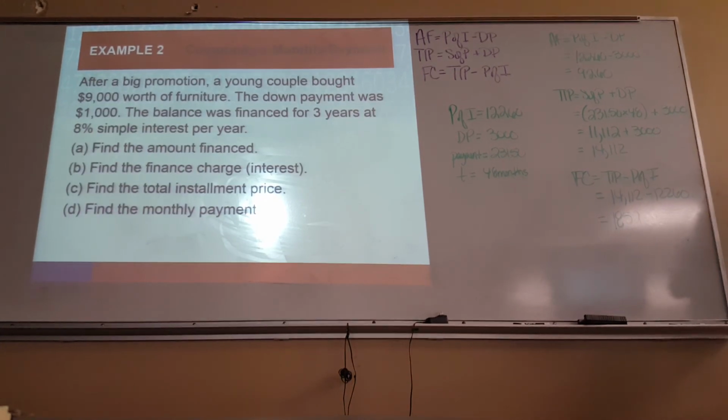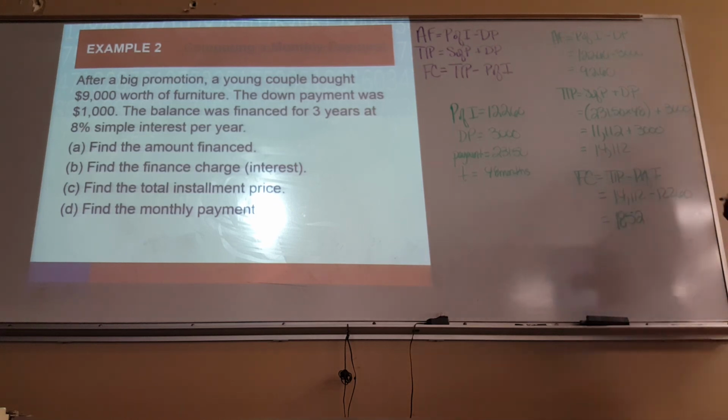Okay, for our next example, it says, after a big promotion, a young couple bought $9,000 worth of furniture. The down payment was $1,000. The balance was financed for 3 years at 8% simple interest per year. We're going to find the amount financed, find the finance charge or interest, find the total installment price, and we're going to find the monthly payment.